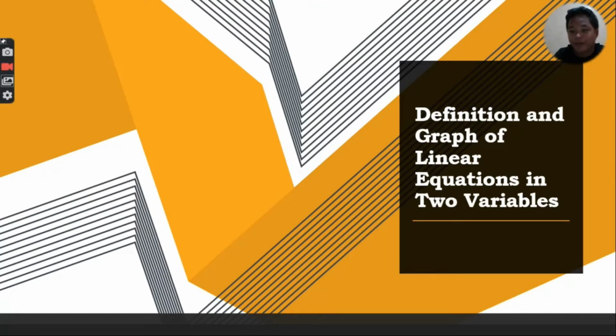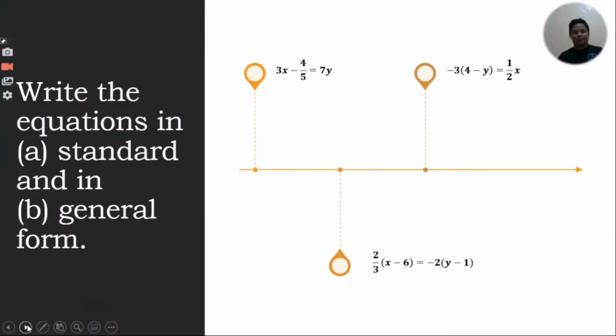We are discussing another topic for today, which is the definition and graph of linear equations in two variables. Are you ready to learn? Let's explore. We have the first exercises. We're going to write the equations in standard and in general form.